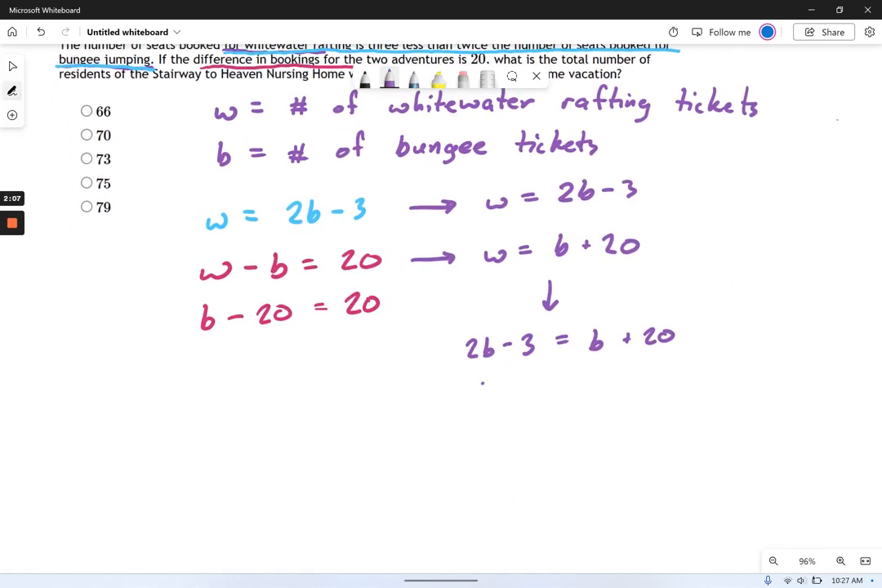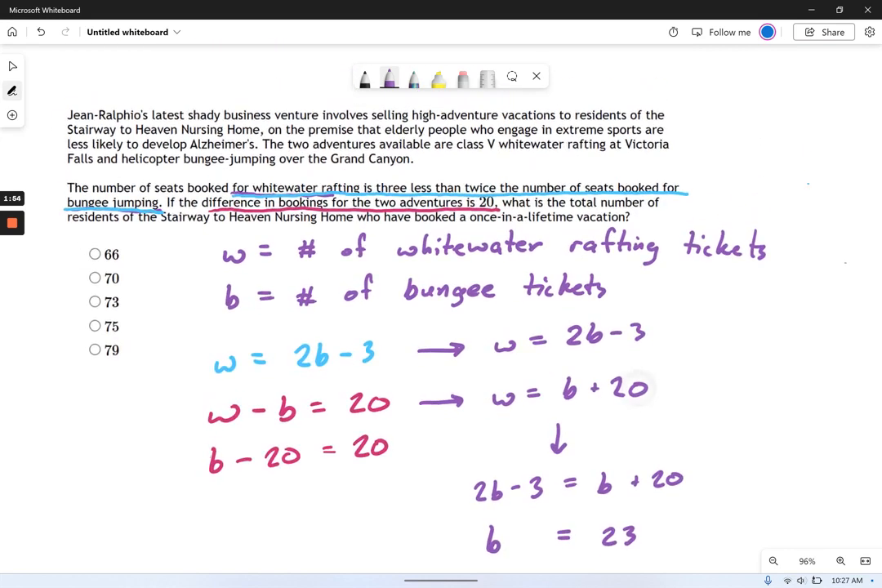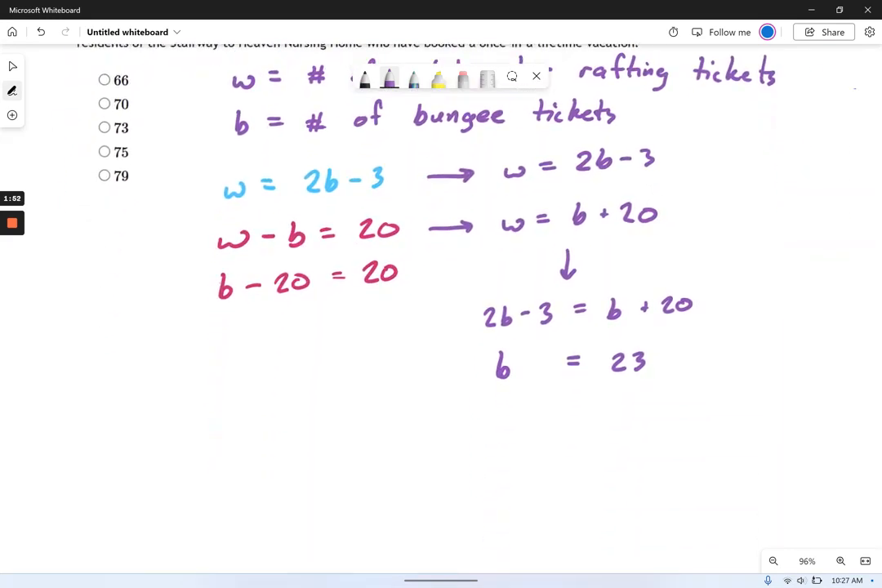So I'm going to subtract B from each side. That gives me a B over here. I'm going to add 3 to each side. That means 23 tickets were sold for bungee jumping. And if I plug that back into my, what was the question? The total number of tickets. Yeah. So we want the total number of ticket sales. So that's one answer. And I'm going to plug that in by substitution back into one of my equations. So W minus 23, that's B, equals 20. Well, that means W must be 43.